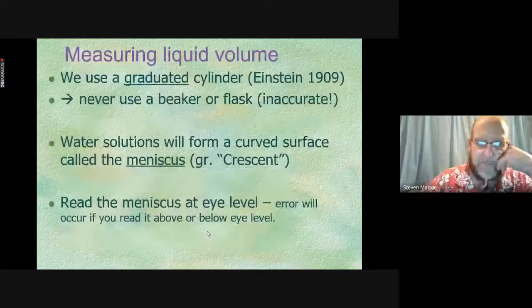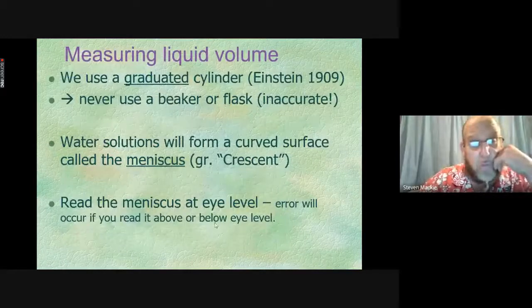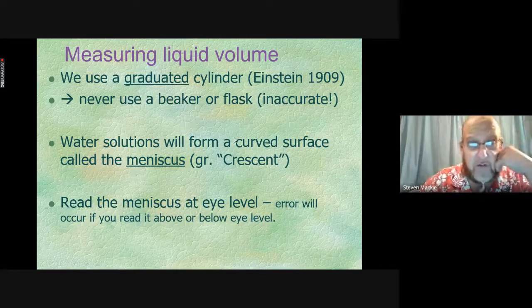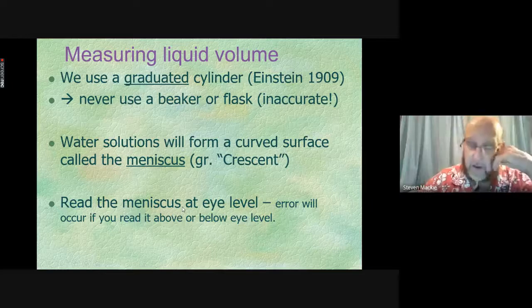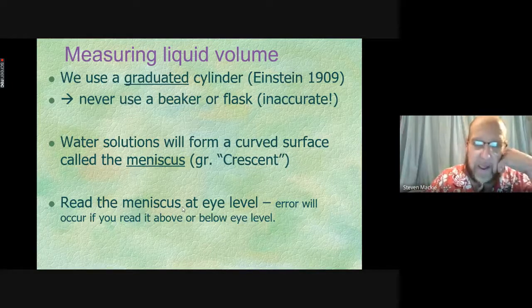Now, when we measure water solutions using a graduated cylinder, and you're going to get a chance to do this, you're going to notice something. Water solutions form a curved surface called the meniscus. Meniscus is Greek for crescent, and I'll show you a meniscus in a second. You also want to read the meniscus right at your eye level, because if you're looking above it or below it, you won't get an accurate reading.